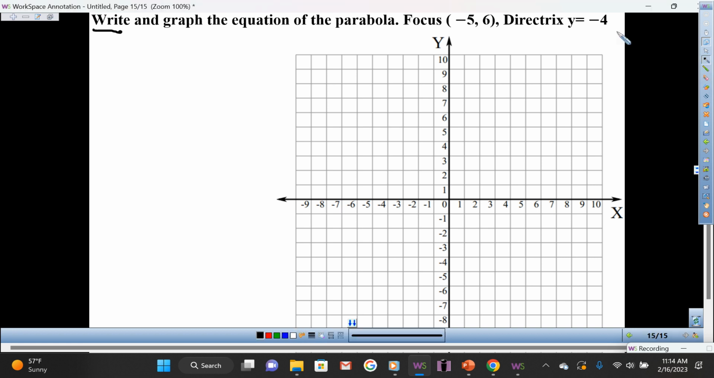Okay. I'm going to look at the directrix. By looking at it, what's the first equation that comes to mind? Tell your neighbor, what's the first equation that comes to mind? X squared equals 4py. That is correct.